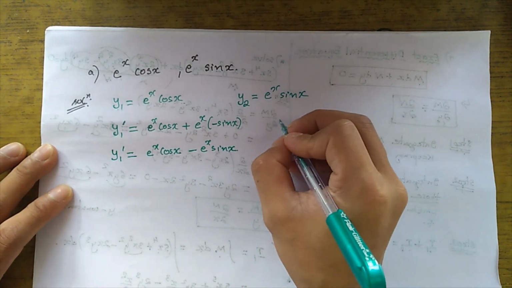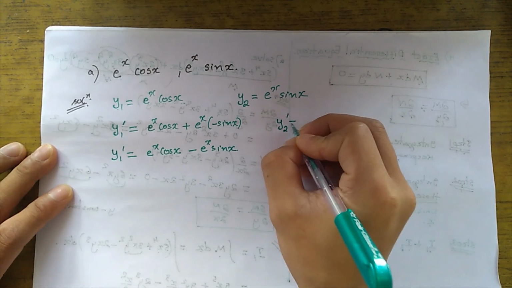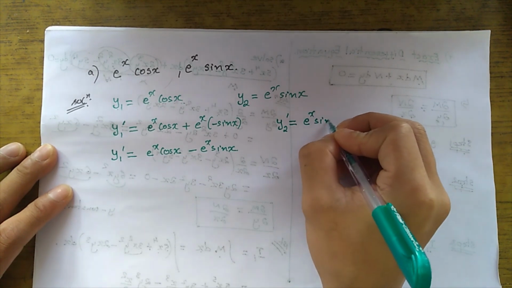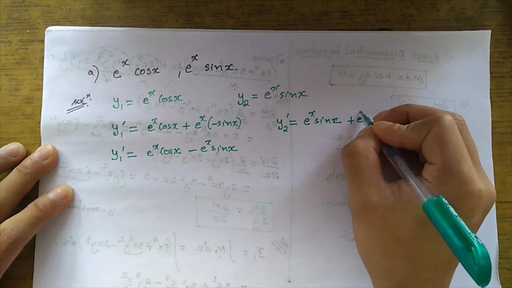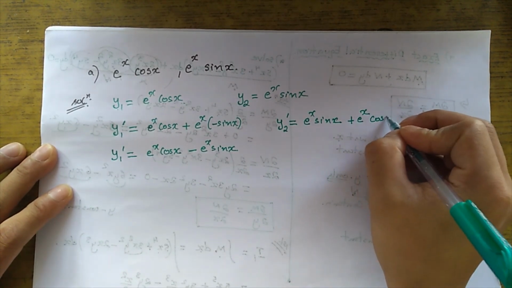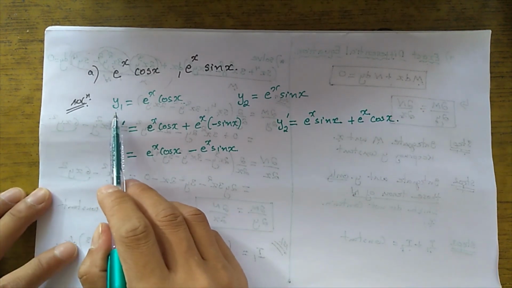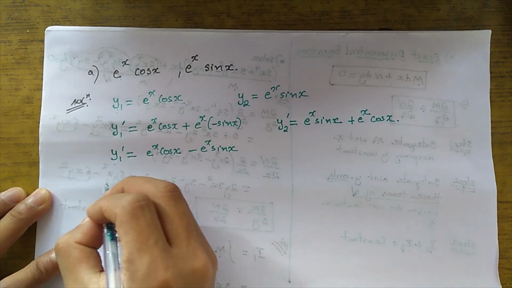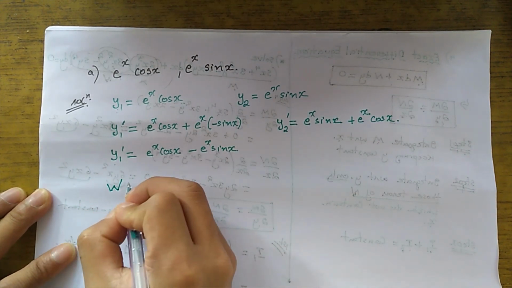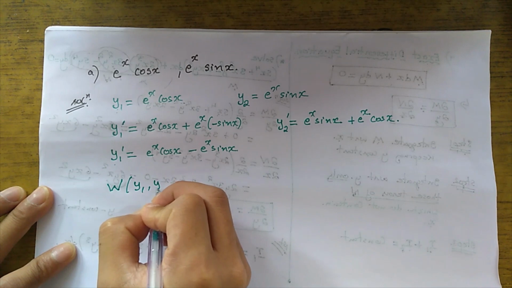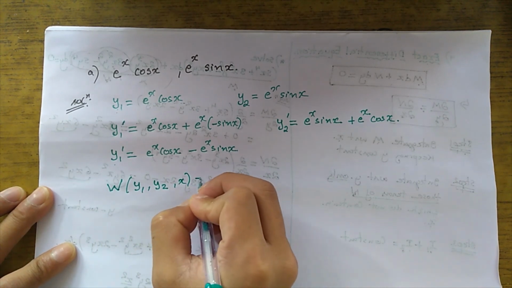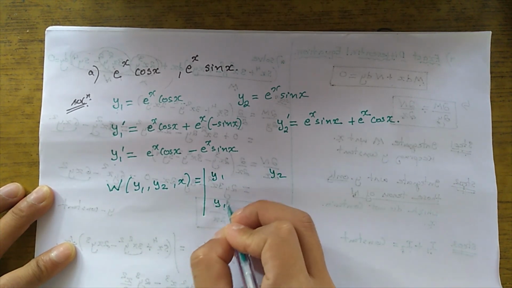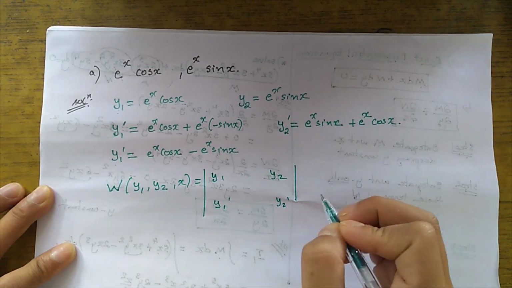And for y2 prime, if we differentiate y2, we get e to the x sin x plus e to the x times the derivative of sin x, which is cos x. So we already know y1, y2, y1 prime and y2 prime. Let's put them into the Wronskian method. We know that W of y1, y2, a function of x, is the determinant with y1 and y2, y1 prime and y2 prime.